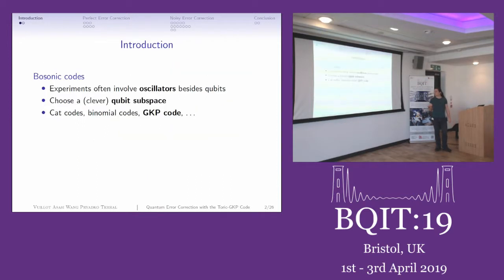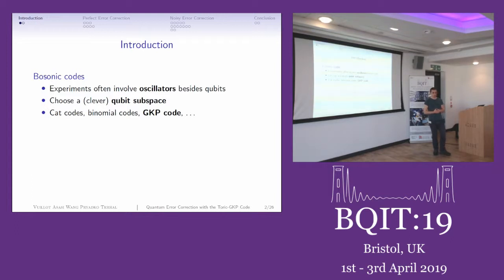Okay, so the premise of this work is that in the labs, as I guess many of you know, often you are dealing with oscillators and not directly qubits. And then when you want to do discrete computation and compute with qubits, the first thing you do is turn your oscillators into qubits. And there are different ways of doing this. You can think of using a Fock space encoding or stuff like this.